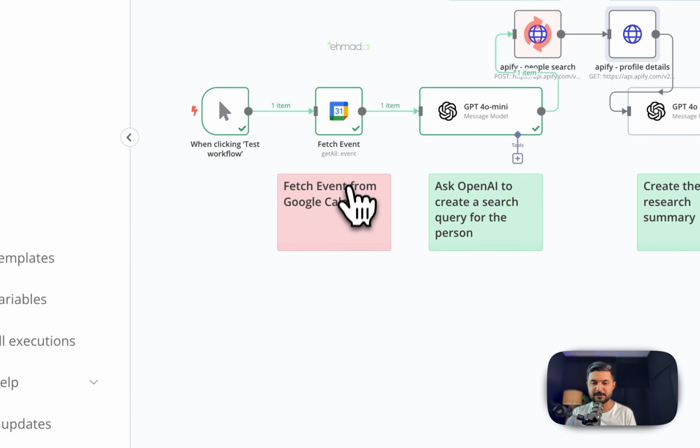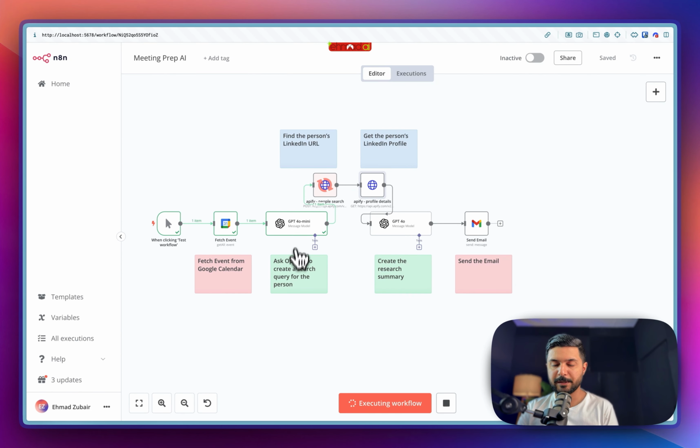Number one, it fetches the events from my calendar. Number two, it goes to OpenAI and creates a search query for the person so that it can search that person on LinkedIn. Number three, it goes to Apify people search and finds the user's LinkedIn URL from the search term. Number four, it next goes to the user profile details. Think of it as scraping the LinkedIn public profile of any person. And finally, it creates the research summary of the user. And in the end, it should send us an email of whatever that summary is. So yeah, as soon as the step is done, the email is sent.